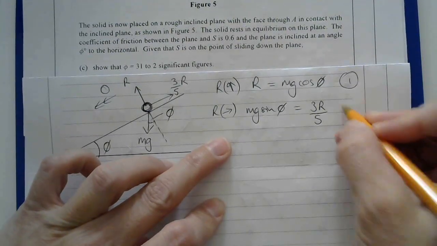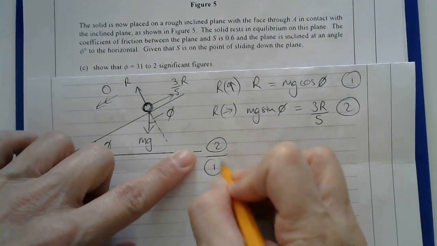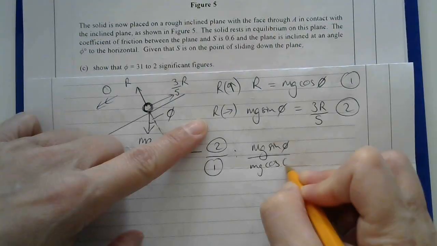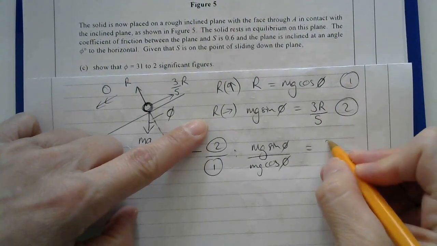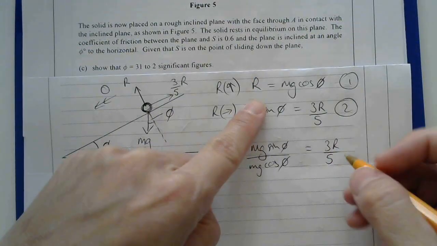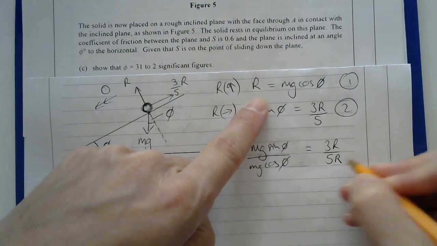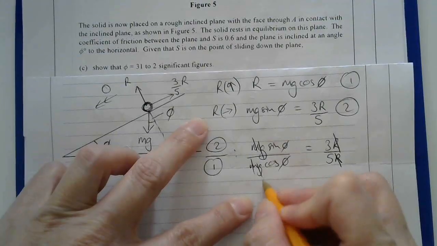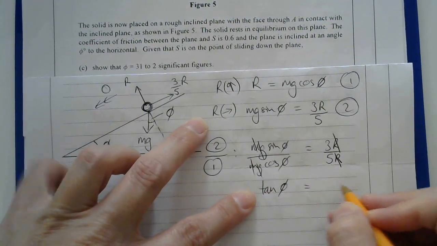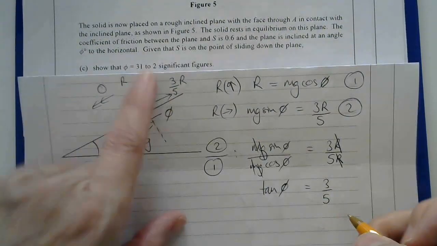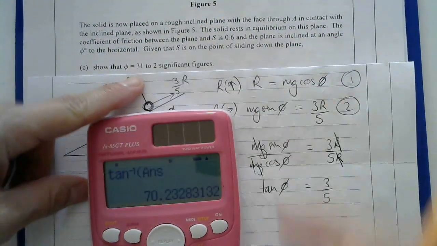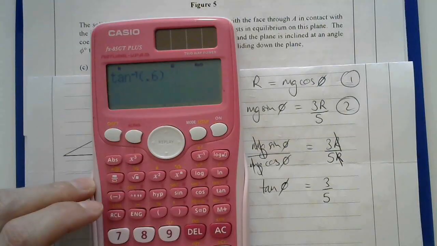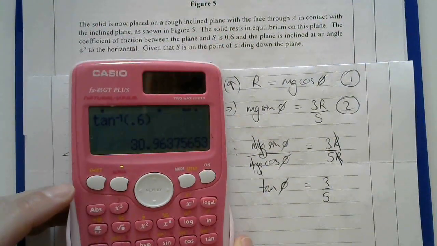So if I've got 1, 2, I'm basically going to do 2 over 1, and that will give me mg sin phi over mg cos phi. On the right hand side I get this, divided by R, so that means R ends up on the bottom. And so the R's cancel, the m's cancel, g's cancel, and I'm left with tan of the angle is 3/5. And hopefully, if I work that out, it will come to 31 degrees. So I shall do inverse tan of 3/5. And fortunately, I get this angle.